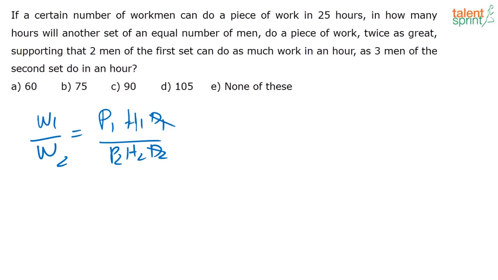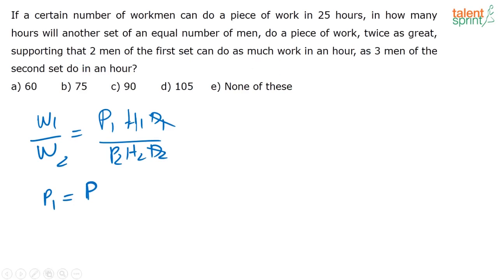Now what is given in the question? A certain number of workmen can do a piece of work in 25 hours. In how many hours will another set of an equal number of workmen do a piece of work twice as great, supposing that 2 men of the first set can do as much work as 3 men of the second set. So let us say in the first group, P1 group, there are P men, and this group can finish P work. So what is given here?